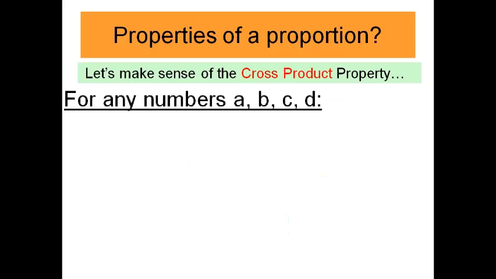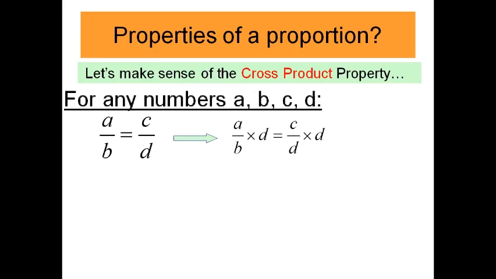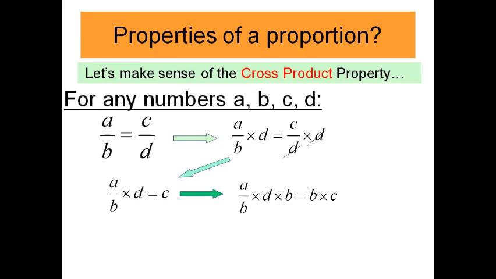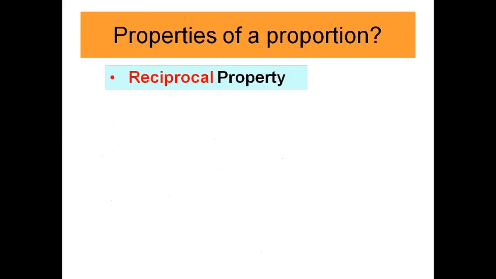Let's make sense of the cross product property. For any four numbers A, B, C, D, A upon B is equal to C upon D. You can multiply A upon B by D, which is equal to C upon D into D. D and D can be cancelled off. So A upon B into D is equal to C. We can write this as product of extremes is equal to product of means, where A and D are the extremes and B and C are the means.